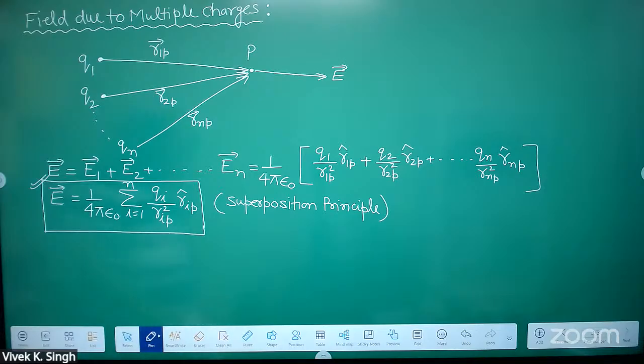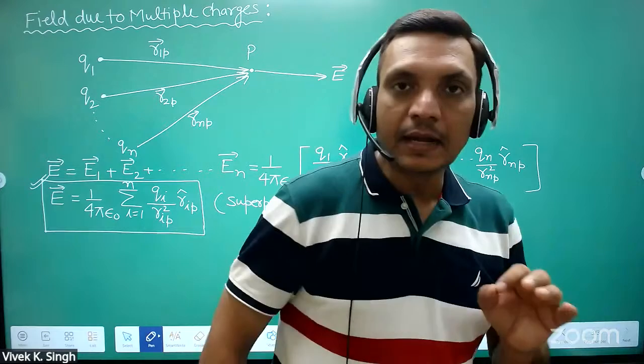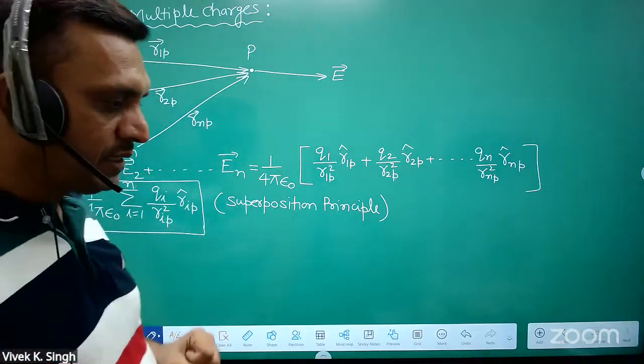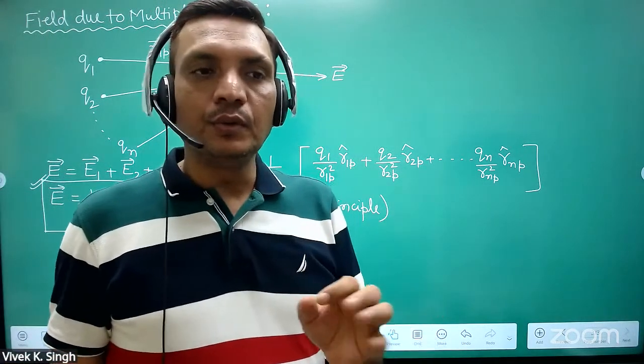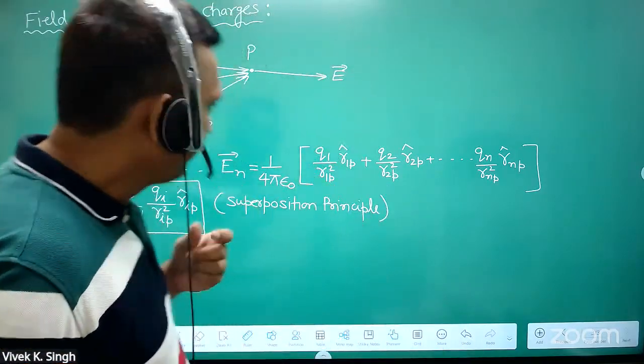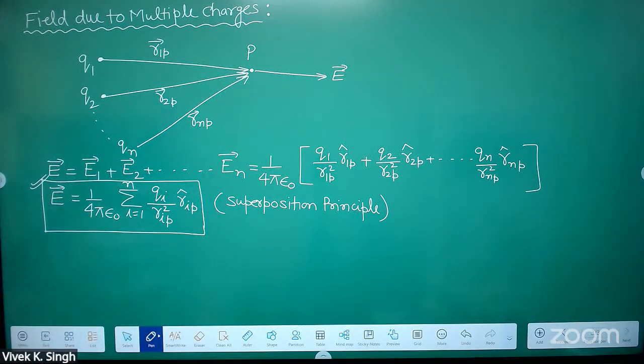ठीक है? So we have defined electric field due to a set of n charges. So you know force between two charges and you know field due to a single charge or field due to a set of n charges. So note it down. ठीक है?